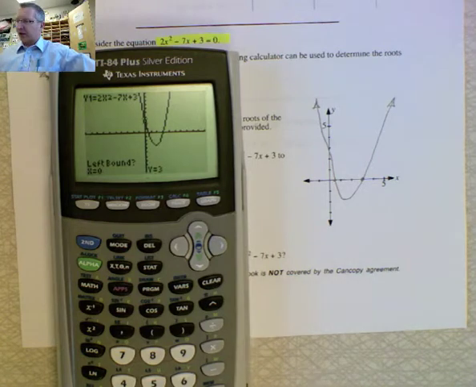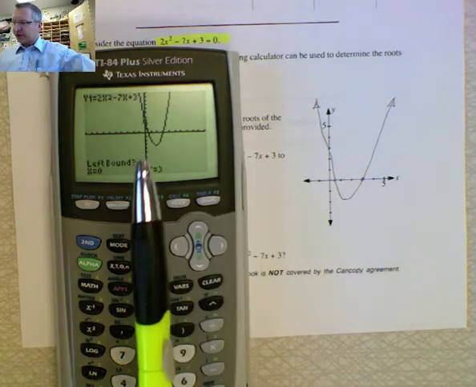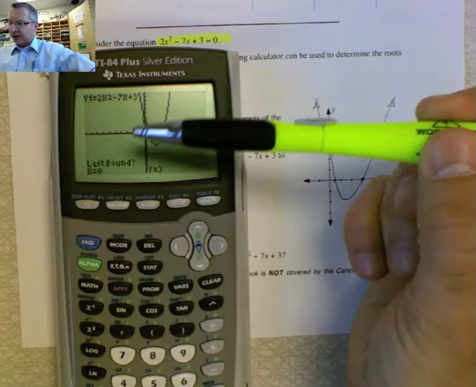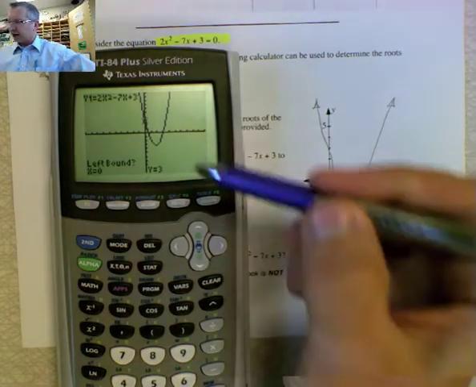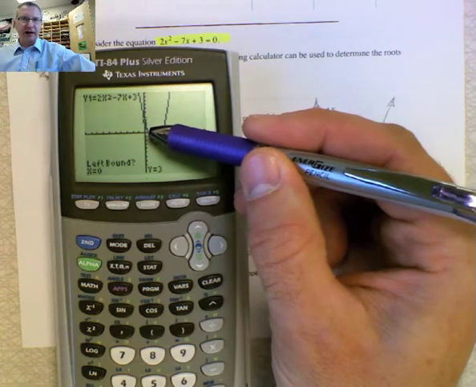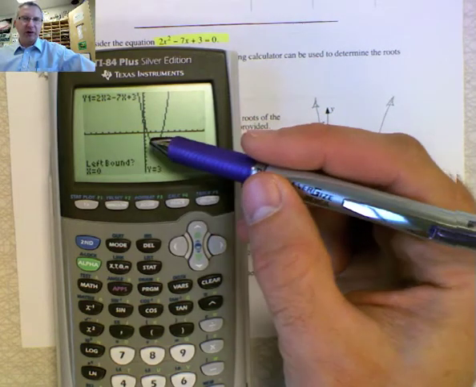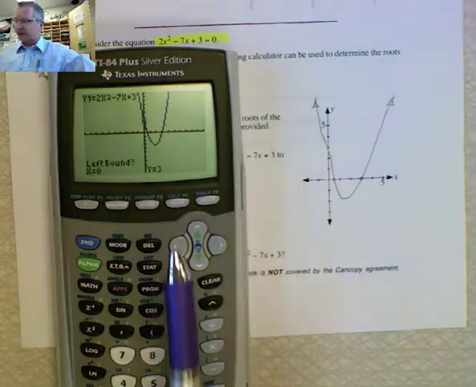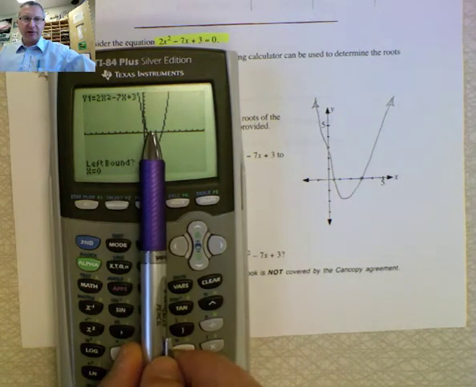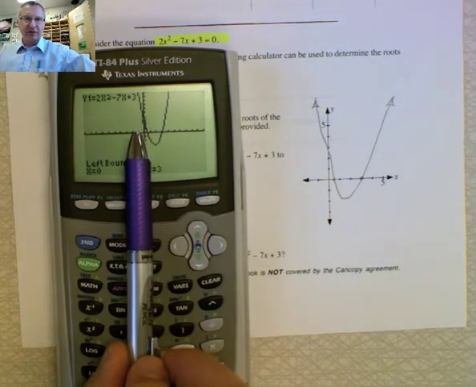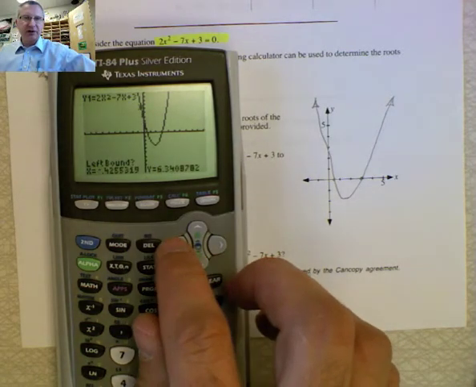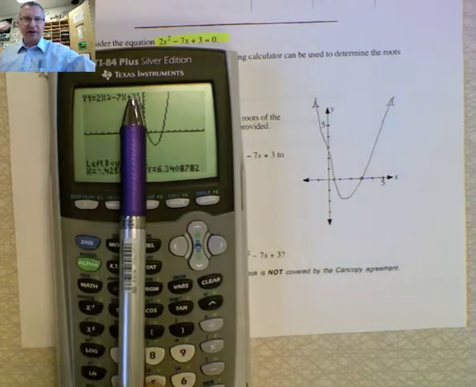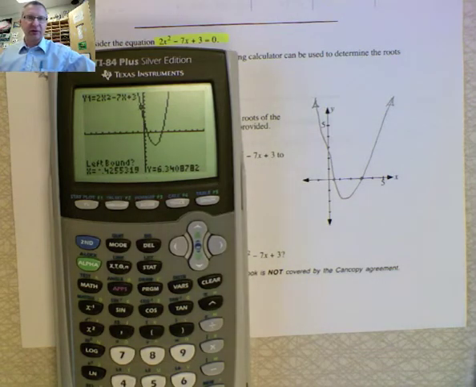Now it asks you for the left bound. So essentially what they're asking you to do is, if you're trying to find this x-intercept on the left-hand side of your graph, they want you to move your cursor somewhere to the left of that x-intercept. And if you imagine that the x-intercept is here and you move somewhere to the left and then up to your graph, as long as your cursor is somewhere up here and to the left of your x-intercept, you're okay.